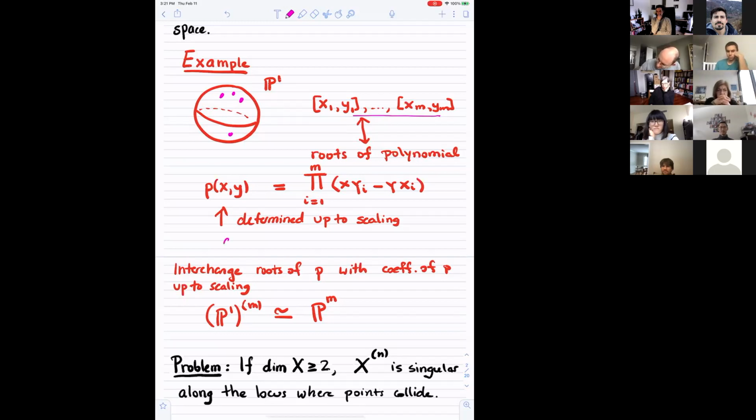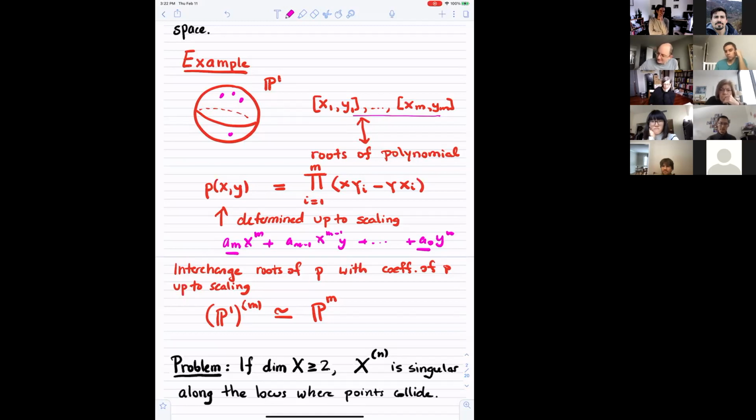So this looks like a_m x^m plus a_{m-1} x^{m-1} y plus ... plus a_0 y^m, right? There are m plus 1 coefficients here, and they're determined up to scaling, and they're not all allowed to be 0. So what you get is complex projective space of dimension m. In other words, the symmetric product, as I claimed, is a really nice space, and in this case you can completely understand that it's complex projective space of dimension m.